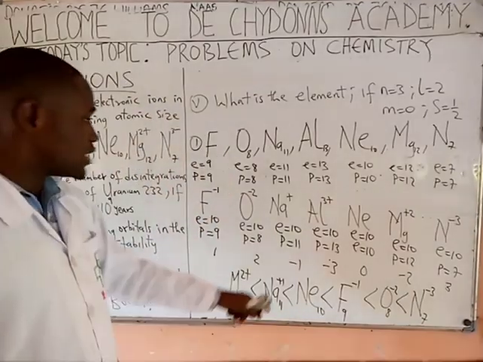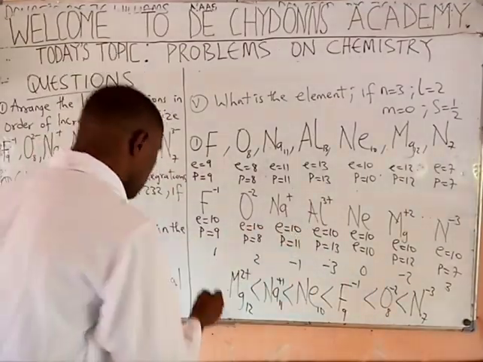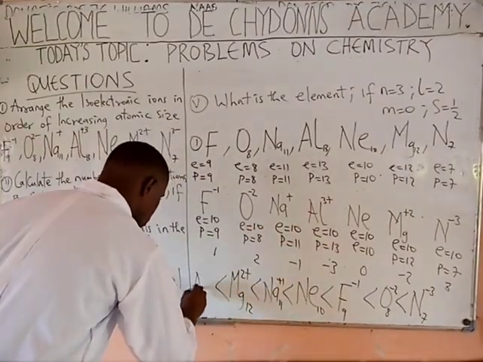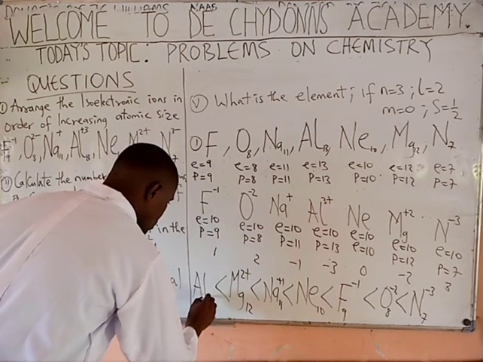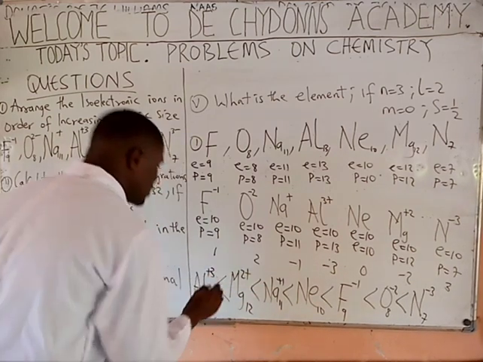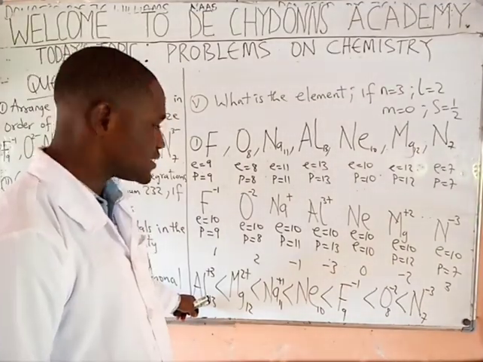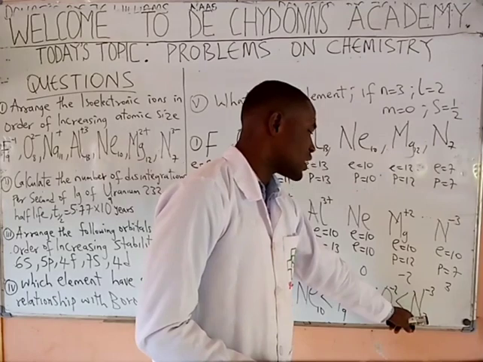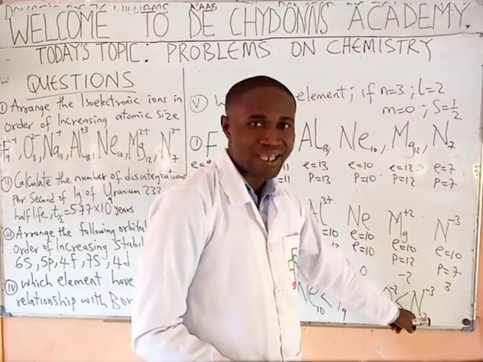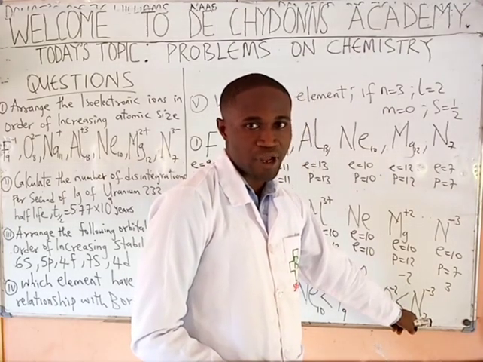Then the next one will be the aluminium. This tells us that the aluminium will have the lowest atomic size, whereas this nitrogen will have the highest atomic size. Hope you understood it.